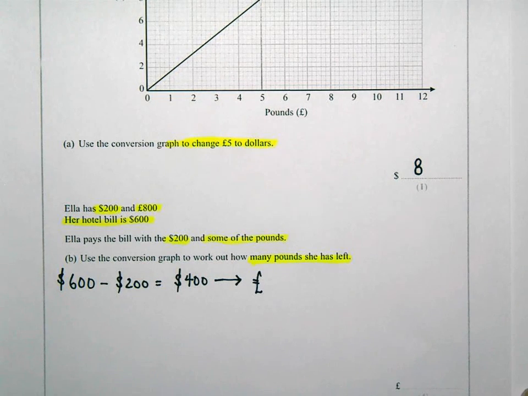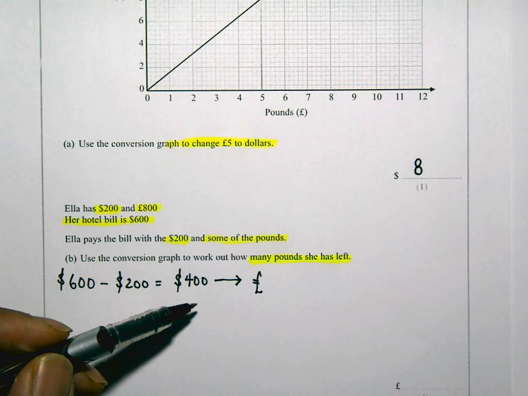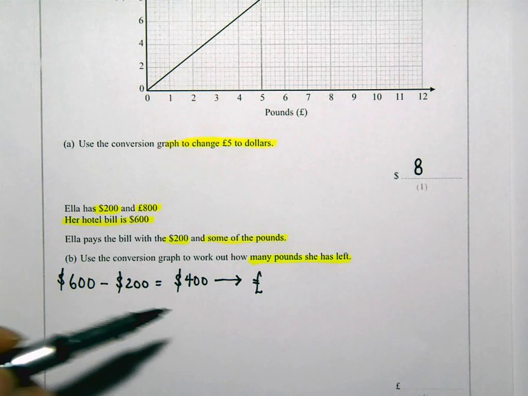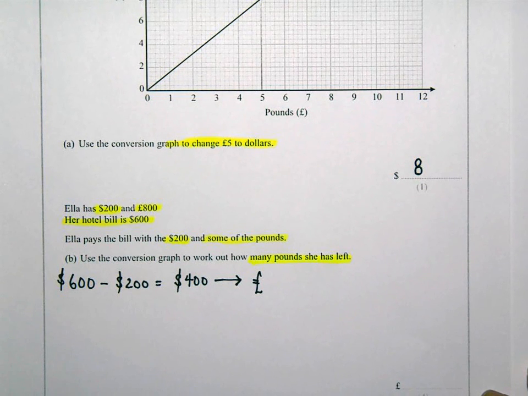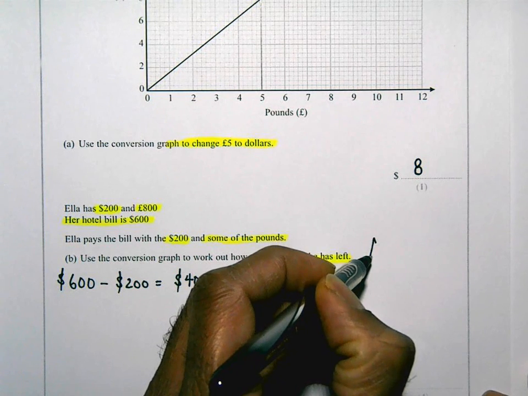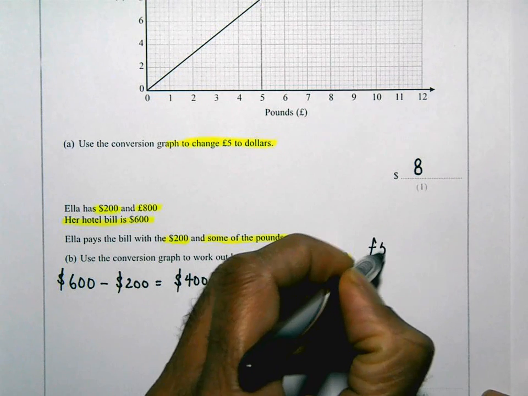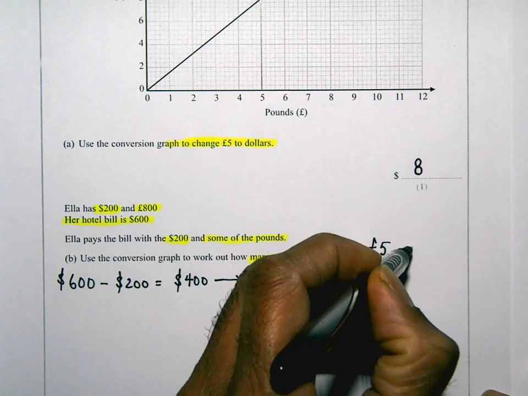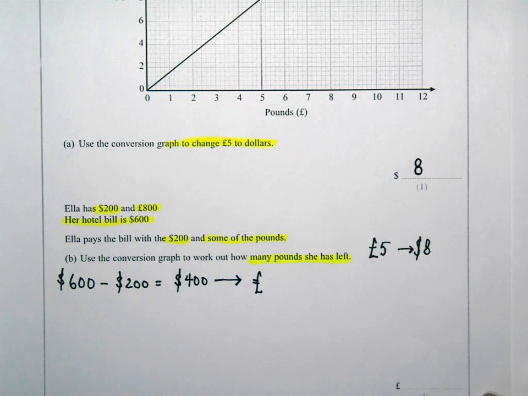Now I could go back to the conversion graph, but on the conversion graph it doesn't go up to $400. It goes up to $12, right? But one of the things I could do is use the information that I had from the previous part, part A, because in part A, what I worked out was that £5 is the same as $8. Okay, £5 is the same as $8.